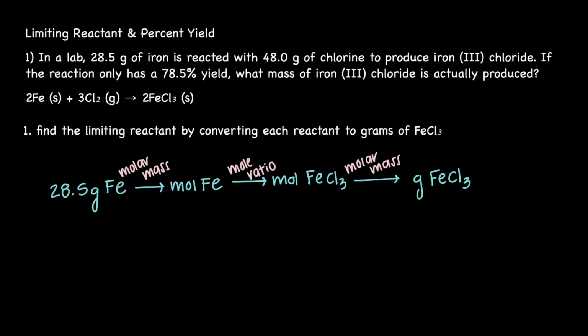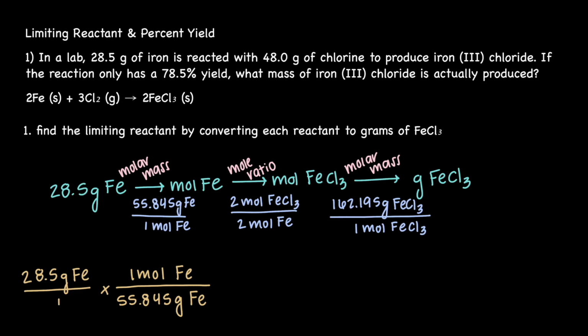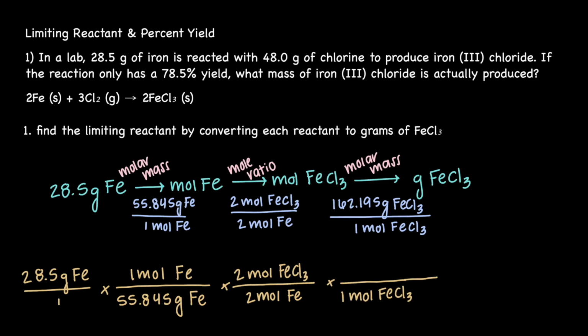of the second compound. For iron, the molar mass will be 55.845 grams per mole. The mole ratio will be 2 moles of iron 3 chloride over 2 moles of iron, and the molar mass of iron 3 chloride will be 162.195 grams per mole. We start with 28.5 grams of iron over 1. In the next fraction, 55.845 grams of iron goes on the bottom and 1 mole of iron on the top. In the next fraction, 2 moles of iron goes on the bottom and 2 moles of iron 3 chloride on the top. In the next fraction, 1 mole of iron 3 chloride goes on the bottom and 162.195 grams of iron 3 chloride on the top.